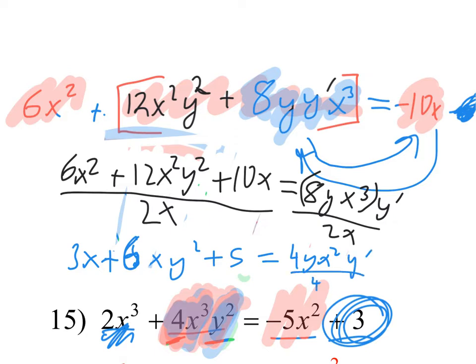Divide by 4y x squared. Divide by 4. Oh, I made a mistake. What mistake did I make? That's negative. When I took this over there, it should have become a negative. So that's negative, which means that's negative, that's negative, that's negative. And I think that's it.